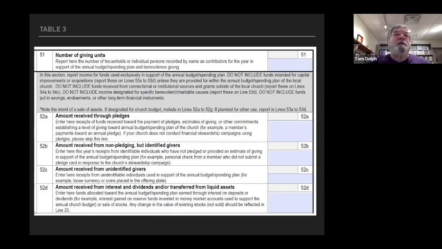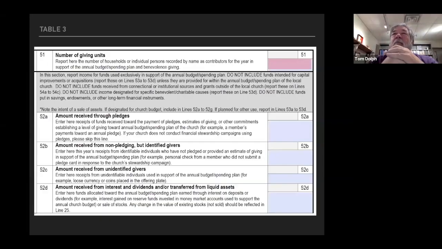First thing on table 3 is the number of giving units. So this is basically just the raw number of people who give regularly to your church. One of the ways to check this number or to get a good idea is to look at the number of statements that you send out.